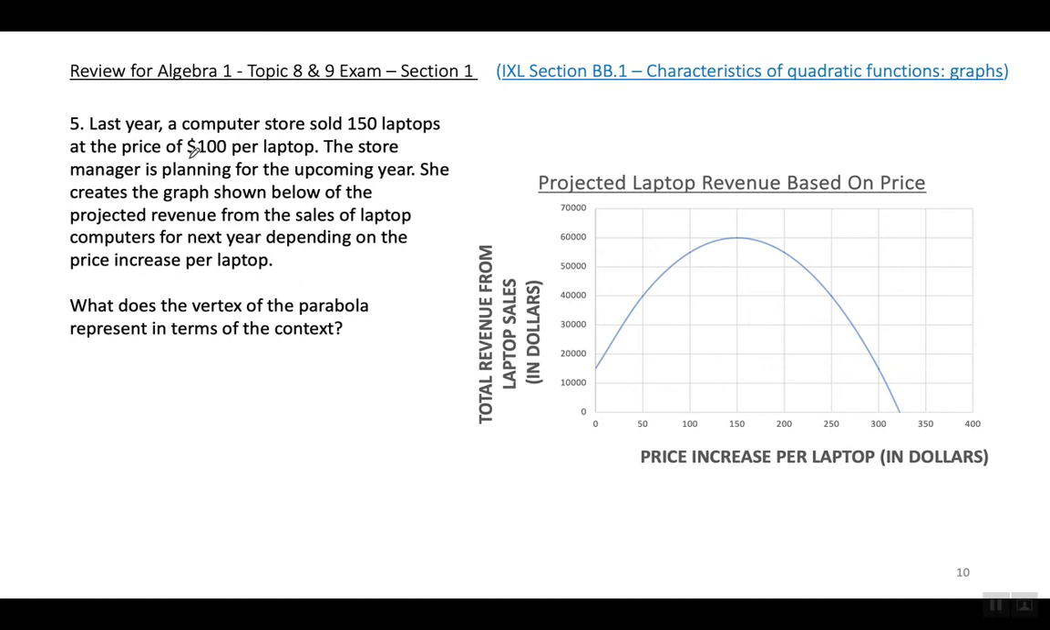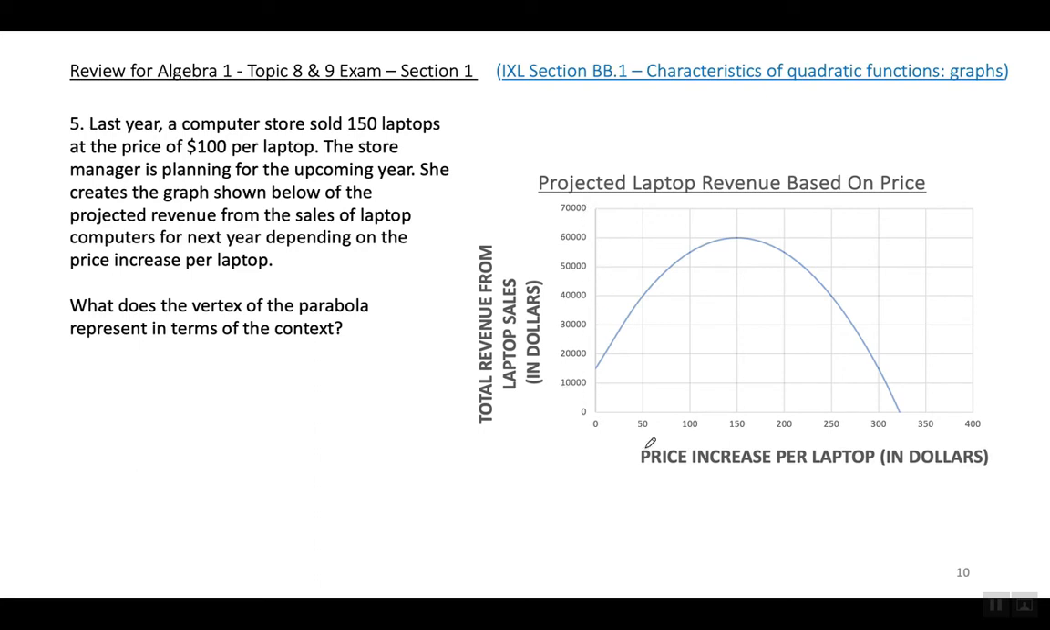The laptop, it says here, already cost $100 per laptop. So this is saying, for example, at 50, if I increase the price of the laptop by $50. At 100, it means if I increase the price of the laptop by $100. At 150, that means if I increase the price of the laptop by $150, making it $250. That's what that means. Make sure you understand that. And then on this side, we have the total revenue from laptop sales. All right, revenue means how much money you're making from the laptop sales.